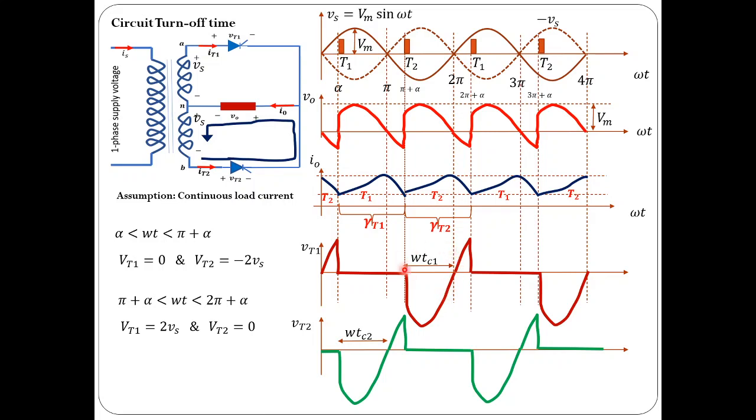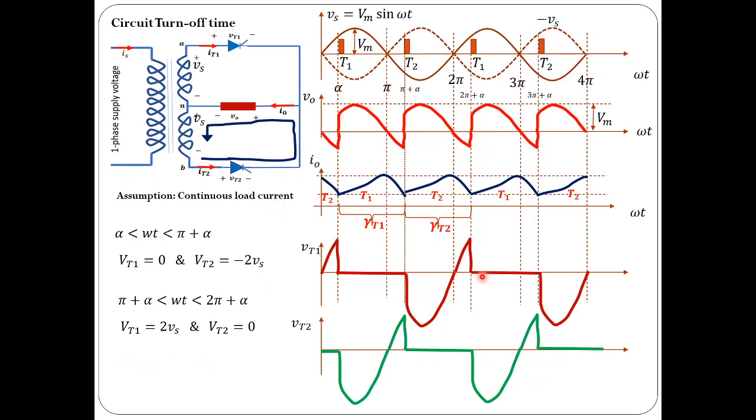So this is the circuit turn-off time period. This is the circuit turn-off period, which is equal to omega times Tc1. If you want to find the circuit turn-off time, this angle divided by omega gives us the circuit turn-off period. So Tc1 is equal to this angle by omega, where omega is the frequency of supply in radians per second.